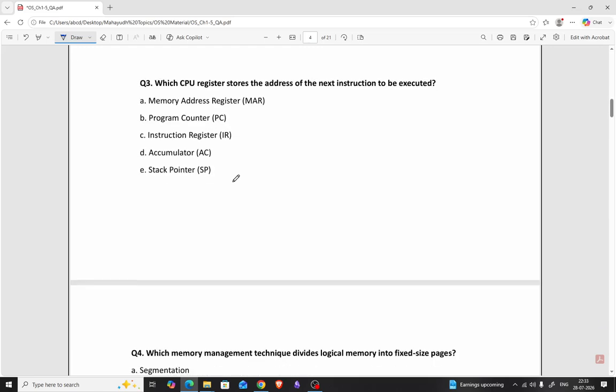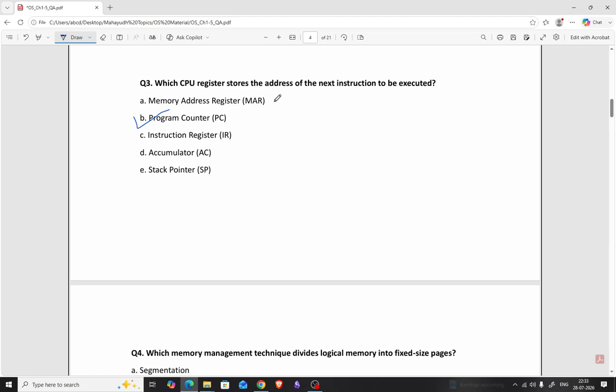Question number 3. Which CPU register stores the address of the next instruction to be executed? MAR, program counter, instruction register, accumulator, stack pointer. The answer is program counter.